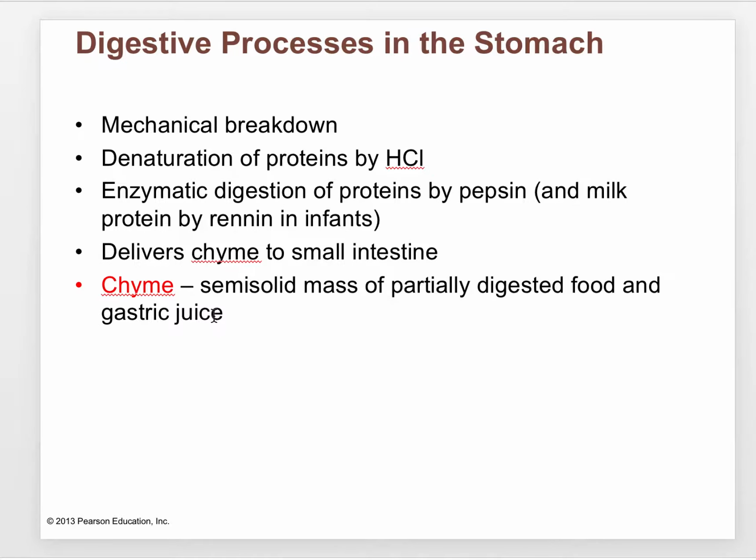So in the stomach, the digestive process continues through mechanical breakdown, a chemical breakdown of proteins by hydrochloric acid, and enzymatic digestion of proteins by pepsin. It delivers chyme to the small intestines. Chyme is a mass of partially digested food and gastric juice, kind of a mixture of gastric juice and the bolus of food mixed together. It's called chyme when it enters the small intestine.